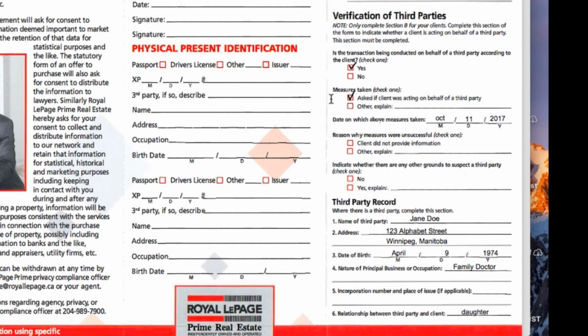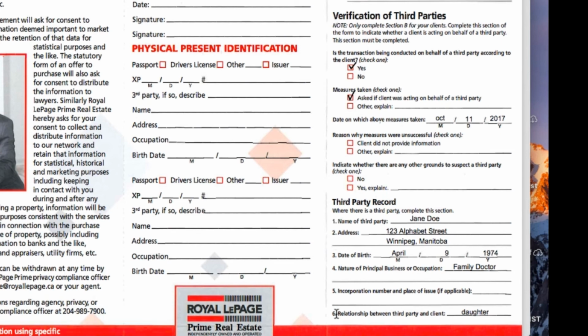If the client refuses to identify the third party, select Client did not provide information under the Reasons Why Measures Were Unsuccessful. However, you'll normally leave this section blank as the client will identify the third party involved. Select No when asked to indicate whether there are any other grounds to suspect a third party, and fill out the third party record at the bottom of the form with the third party individual's ID.